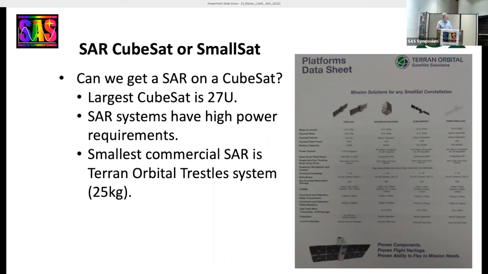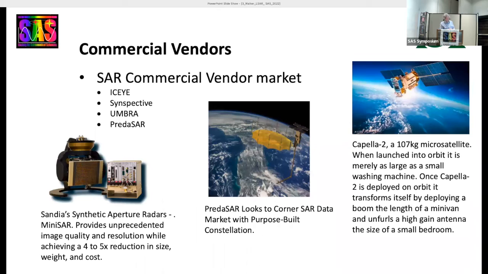The smallest SAR satellite that I found is the Terran Orbital testing system here, which is about 25 kilograms. If you get a 27U CubeSat, it's around 45 or 50 kilograms. So this one is 25 kilograms. You say, well, that one might fit. Well, it all depends on the output power of the radar and the communication capability, because it's not an Earth orbit. You're trying to communicate from the moon. And we're still working this out.